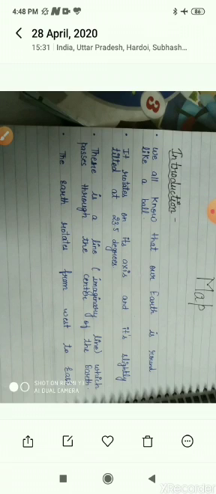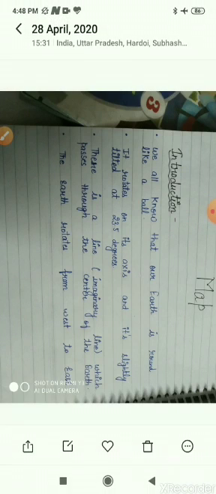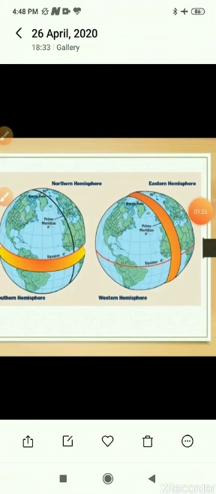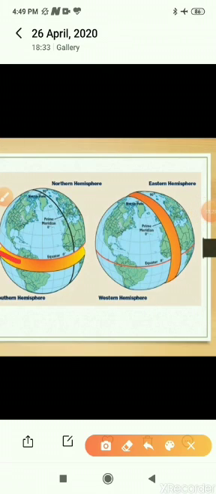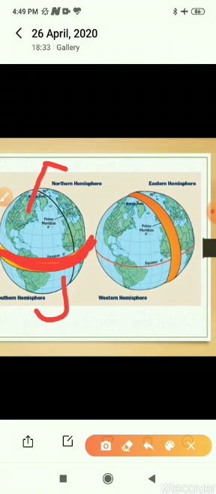There is an imaginary line which passes through the center of the Earth. The Earth rotates from west to east. In this picture you can see this imaginary line. This line divides our earth into two equal halves. This line is called the equator. So when this imaginary line divides the earth into two equal halves, the upper half is called the northern hemisphere and the lower part of the earth is known as the southern hemisphere.